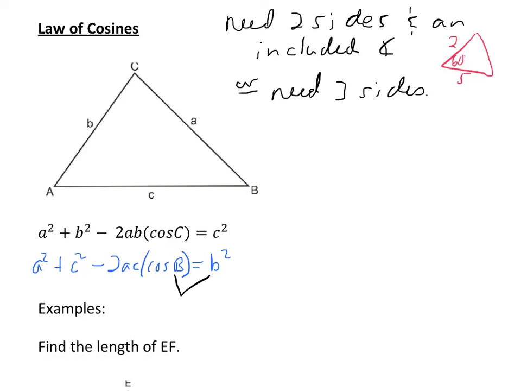Now I could also do one more. And if I was solving for A squared, I would have B squared plus C squared. So it looks like Pythagorean theorem there. And then because it's not a right triangle, they have this adjustment: 2BC cosine of capital A.